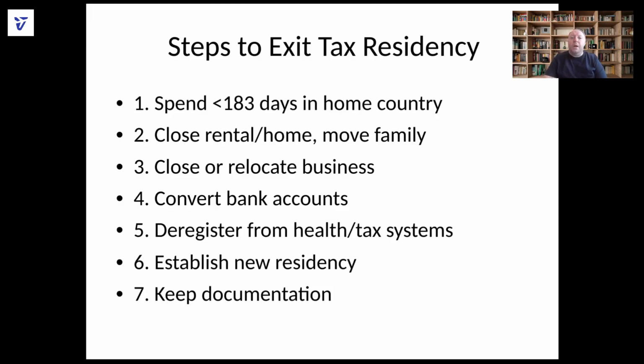Number two, close local ties. Cancel your rental lease, sell or rent out your property, move your family, and withdraw from local institutions like clubs and memberships. Any ties you have locally that keep you connected, even having to deregister to vote. When you move to a new country, you have to register to vote, but when you're moving out, you have to deregister from voting.